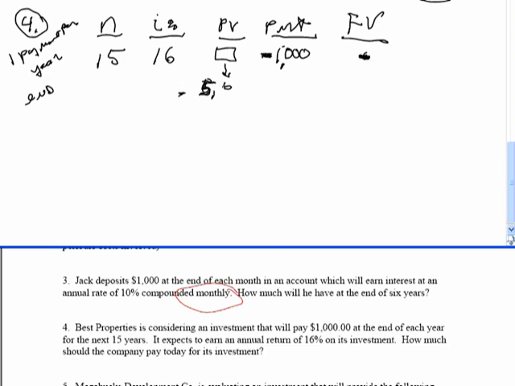$575.46. So that's $5,575.46. That's what Best Properties should pay today for an investment that will pay $1,000 at the end of each year for 15 years. And if they pay $5,575.46, their return is going to be 16% on this investment. And we could actually call that what? We could actually call that their internal rate of return. So in that case, the 16% would be their internal rate of return.